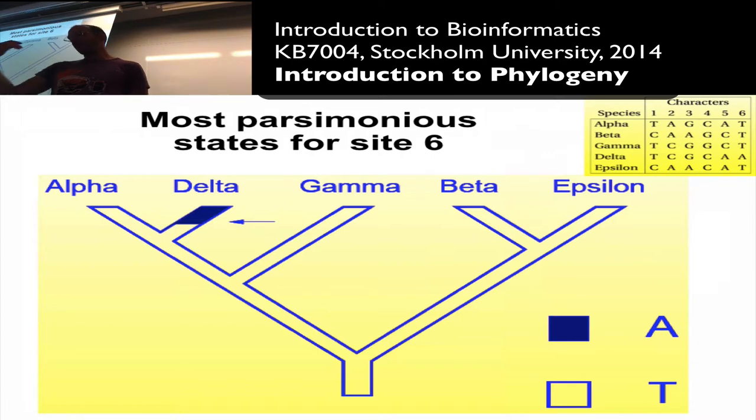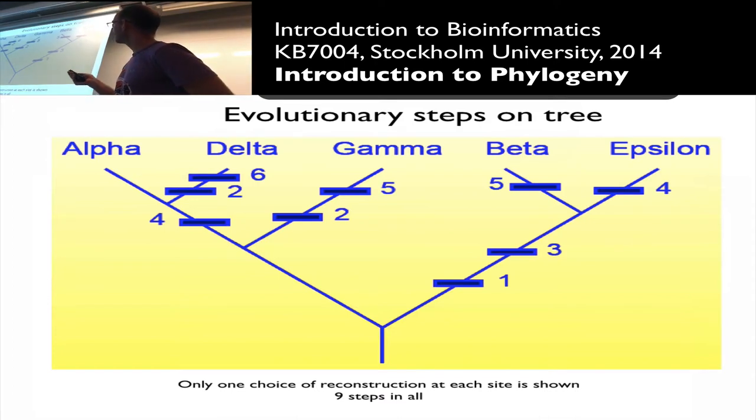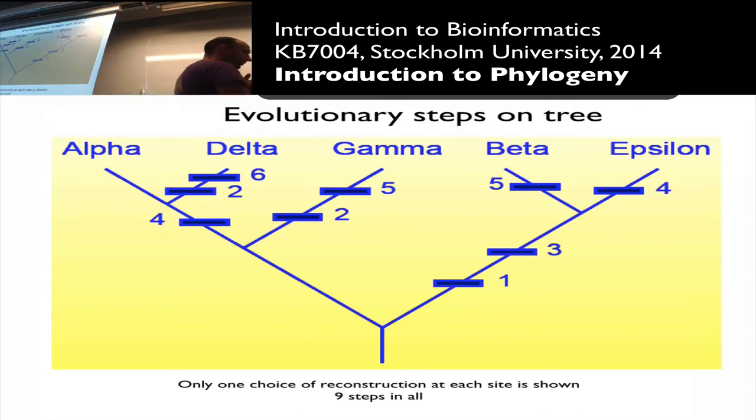So then you can just sum up all these changes along your tree, and you have one, 2, 3, 4, 5, 6, 7, 8, 9. This particular tree, that's just one tree out of many, explains the observed data with 9 mutations.